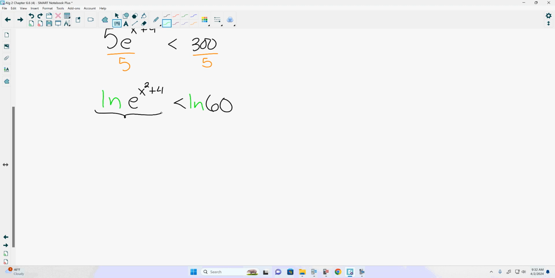Because on the left-hand side, ln of e to the x squared plus 4 is x squared plus 4, which is less than the natural log of 60. The natural log of any number besides e is not going to be a nice number. It's just going to be a decimal.